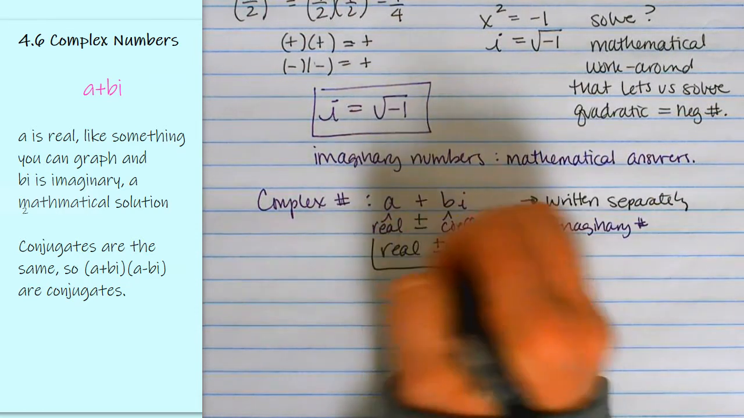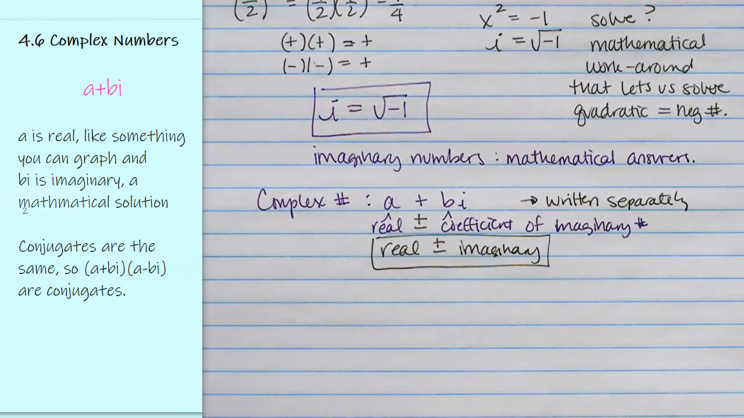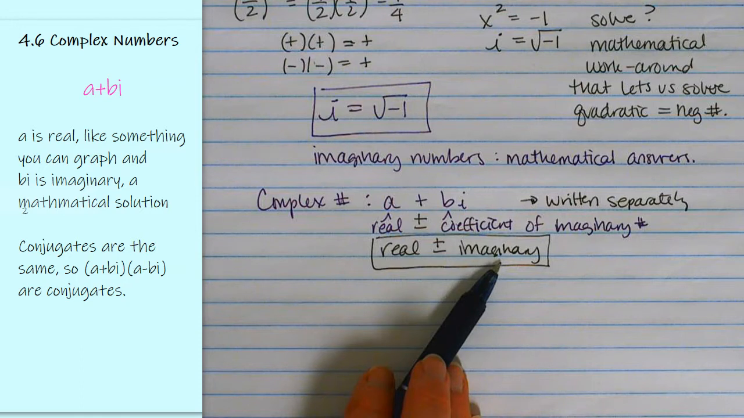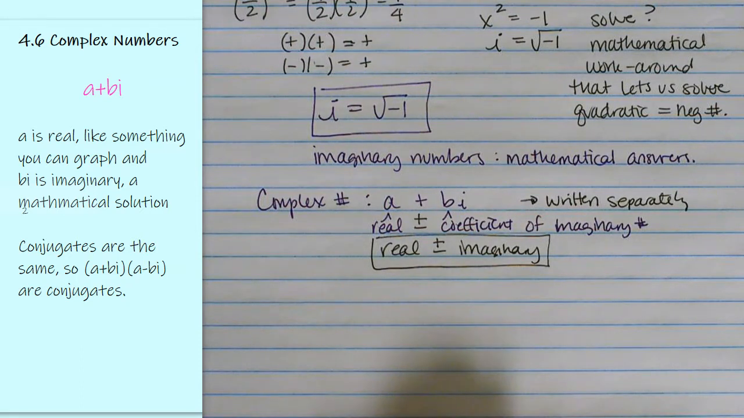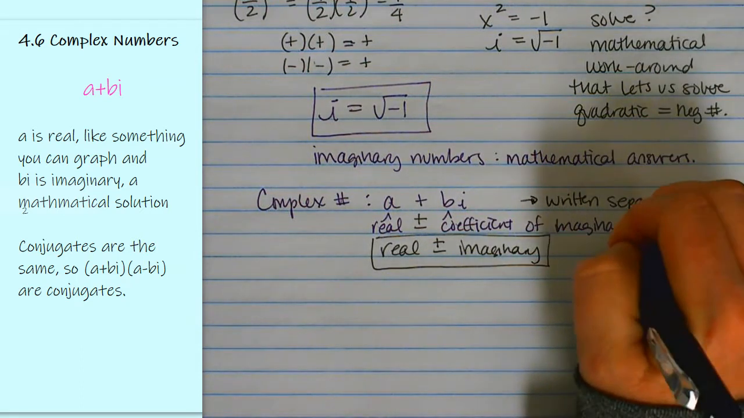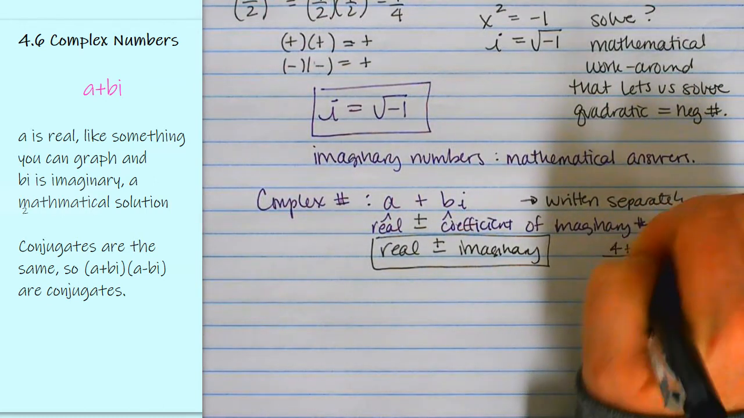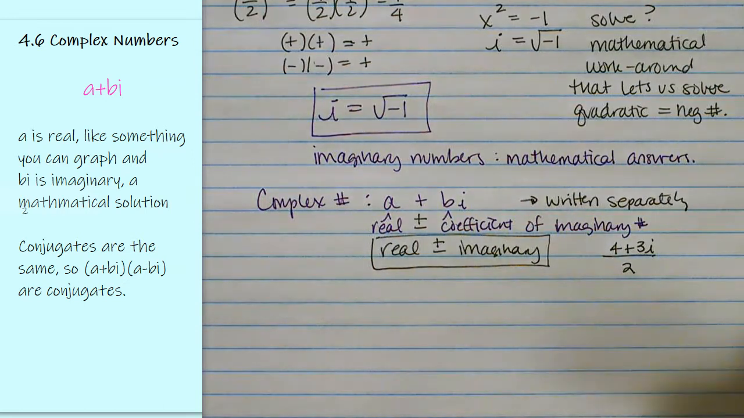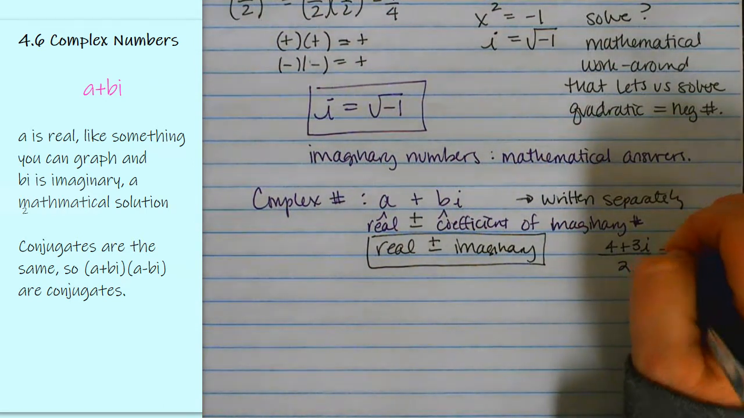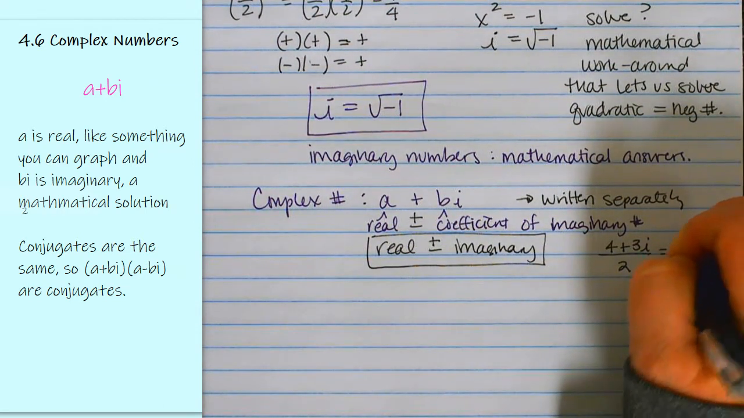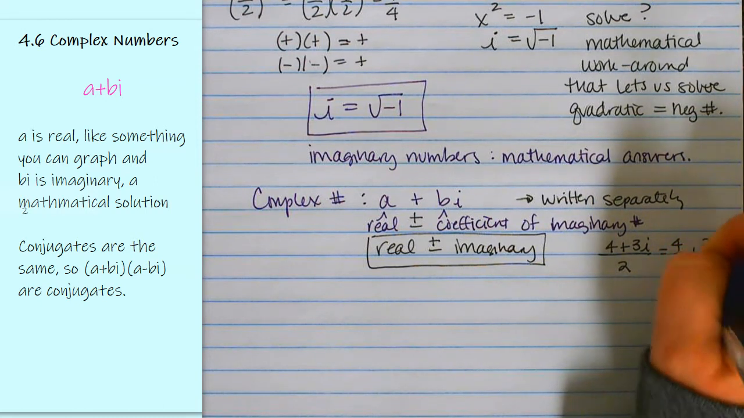And this will have consequences when we get to writing out fractions and some of our mathematical answers. The real number and the imaginary number are separate. So we won't write anything like this. We won't write 4 plus 3i all over 2. Instead, we would separate them and say this is 4 over 2 plus 3i over 2.